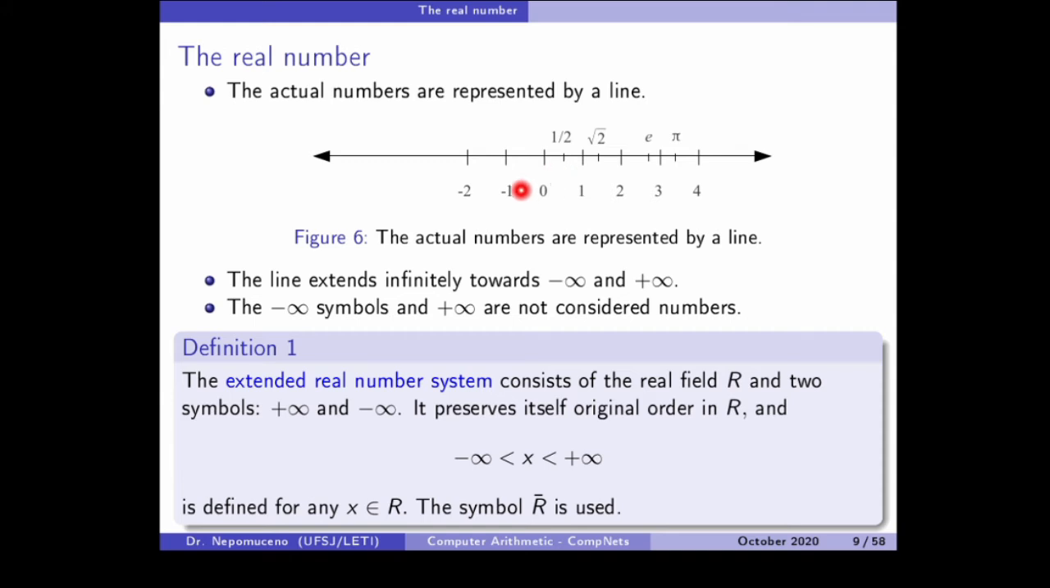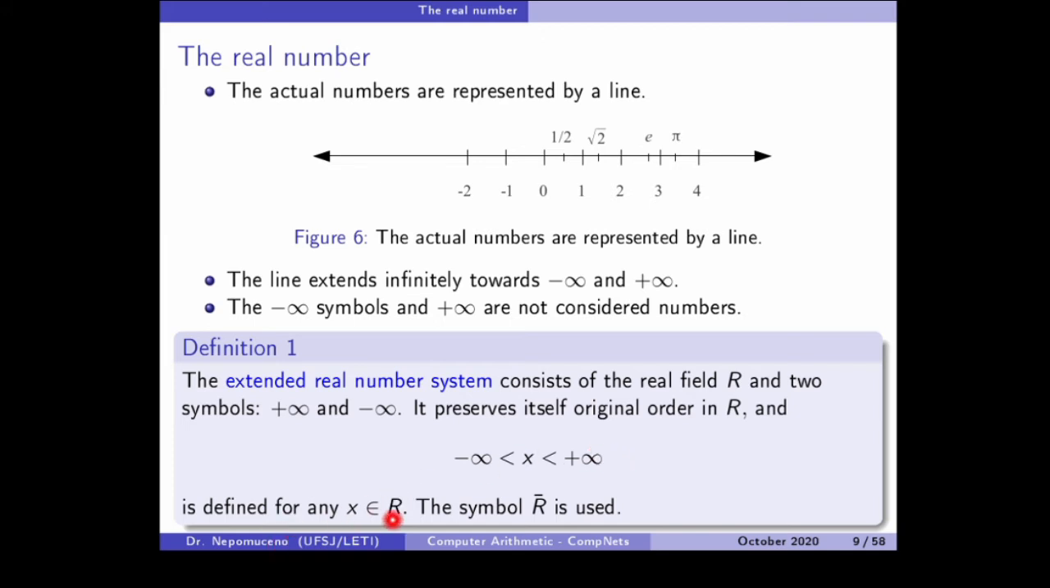So the line extends infinitely towards minus infinity and plus infinity. The minus infinity and plus infinity symbols are not considered numbers. The extended real number system consists of the real field R and two symbols, plus infinity and minus infinity. It preserves the original order in R, and you can write that minus infinity is lower than any real number, and any real number is lower than plus infinity.